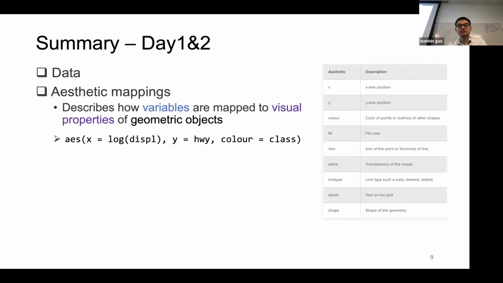So after the data part, we learned the aesthetic mapping, which describes how the variables are mapped to the visual properties. In the right panel here, we listed the different visual properties, like the positional properties, X and Y, and the color, the shape, the line type, labels, etc. So basically, to specify the aesthetic mapping, you simply input the name and value pair. So here, X equals the log displacement. Basically, just put the pairs inside. Then we are done for this part.